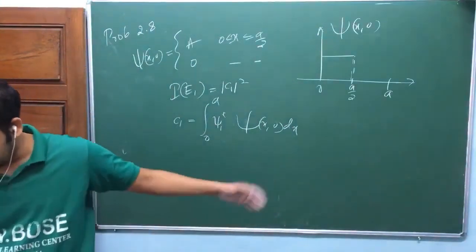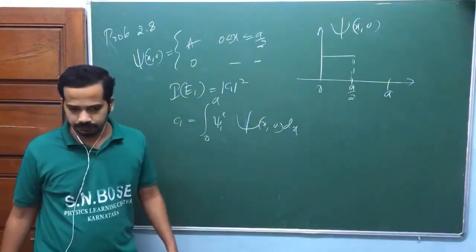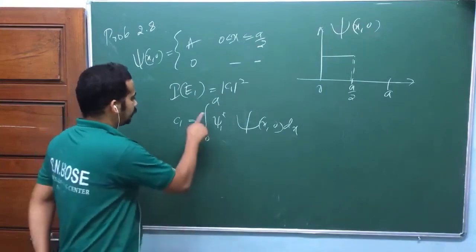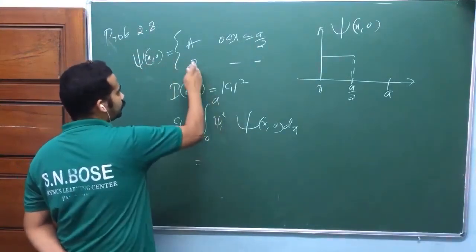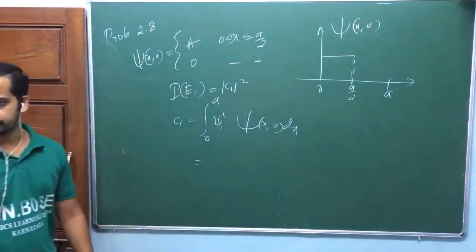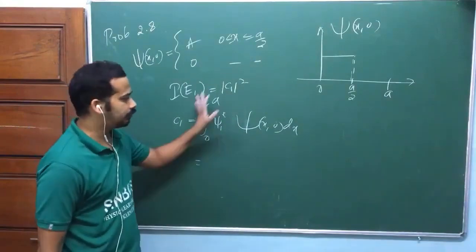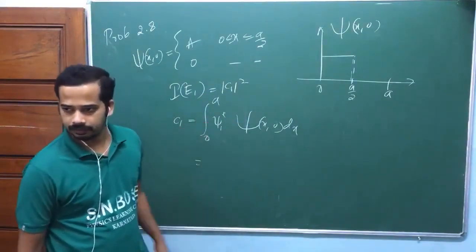He didn't ask anything else, okay? Just this probability. Yes? No, I mean, I'm writing 0 to a. Later it will be converted into 0 to a by 2, because this is 0 outside a by 2, am I right? That's what I'm saying. But while writing, you should take the full region of interest while finding Cn, okay? Are you getting my point?